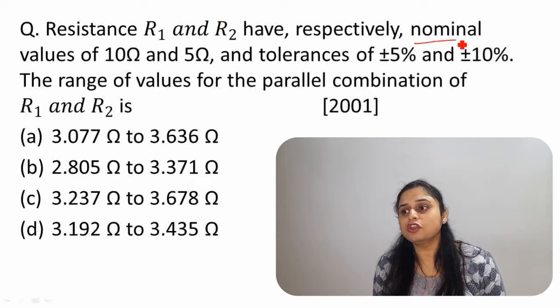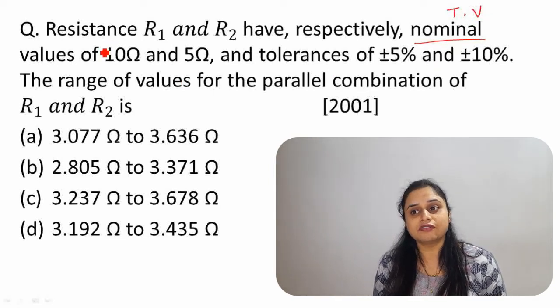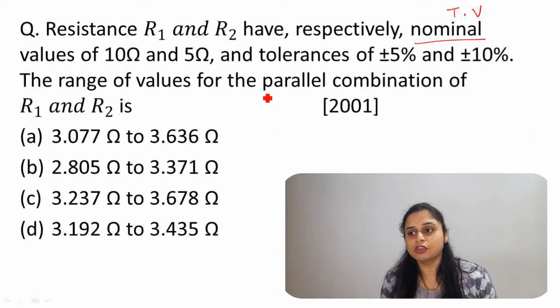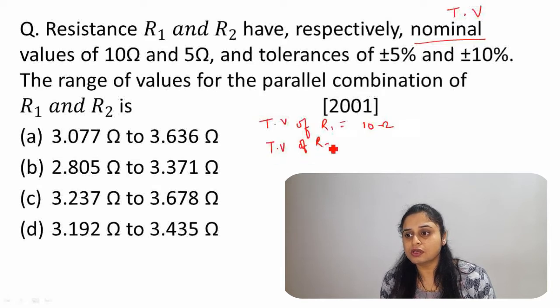Nominal values, what do you mean by nominal value? Nominal value is nothing but the true value. So the true value of R1 is given, that is 10 ohm, and the true value of R2 is given, that is 5 ohm. You can write that. And tolerances are given. Tolerances are nothing but the errors. For R1 it is given as plus minus 5% and for R2 it is given as plus minus 10%.